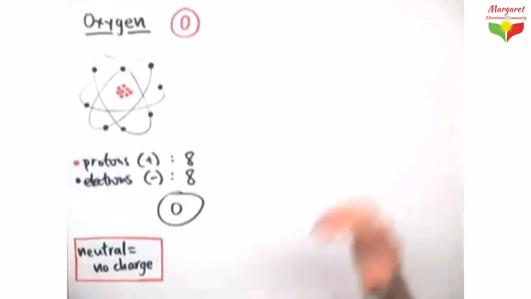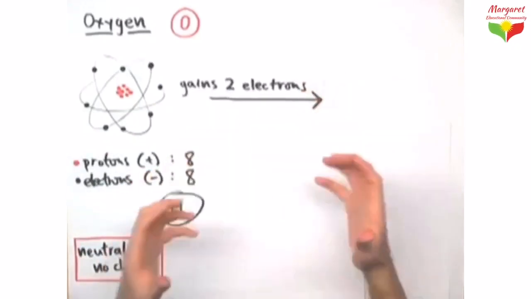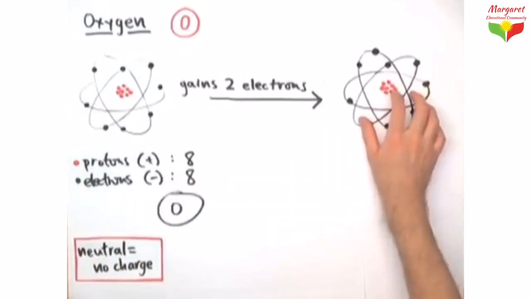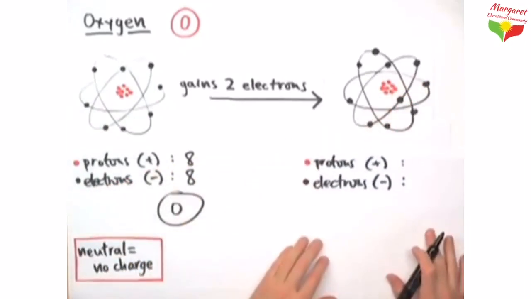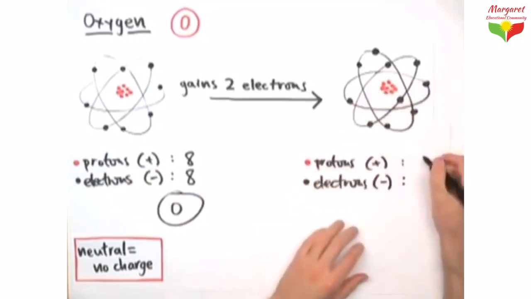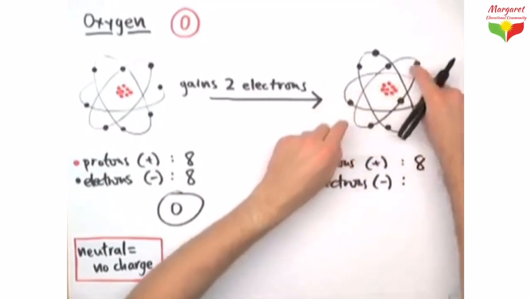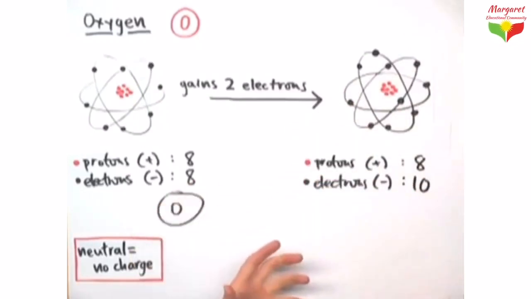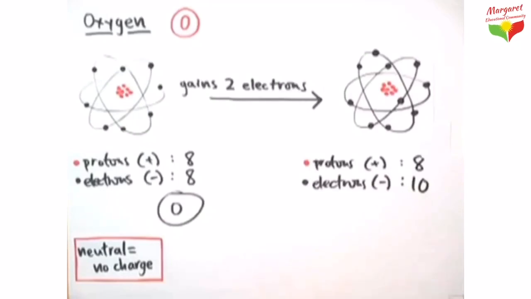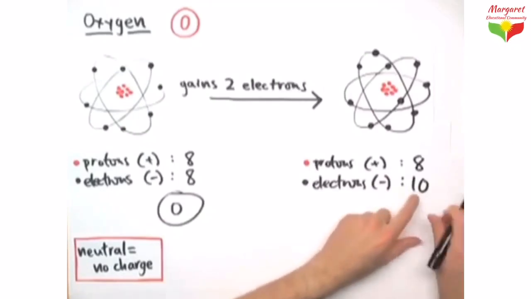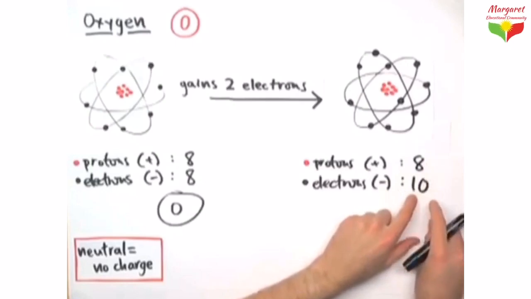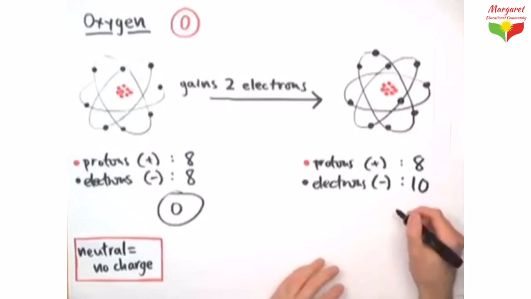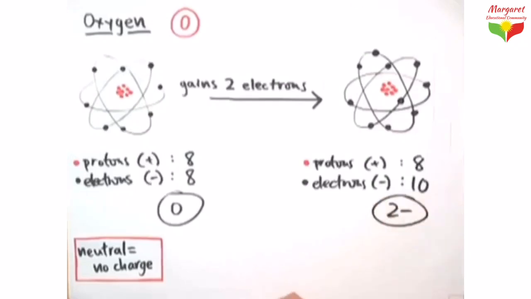It has no net charge, but oxygen can gain or lose electron. And actually, it really likes to gain 2 electrons. And here is the picture of the oxygen after it's gained 2 electrons. And now it still has 8 protons in the nucleus. And if I count up these electrons, it now has 10 electrons. So now the protons and electrons don't balance out anymore and I have more negative charge than positive. We got 2 more electrons than protons. So that means that my total net charge is going to be -2.